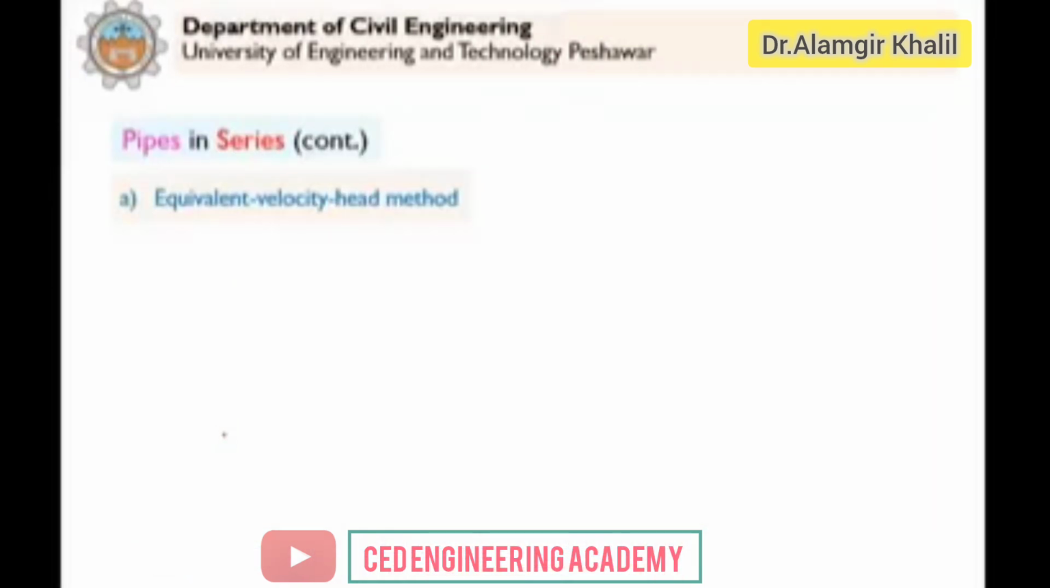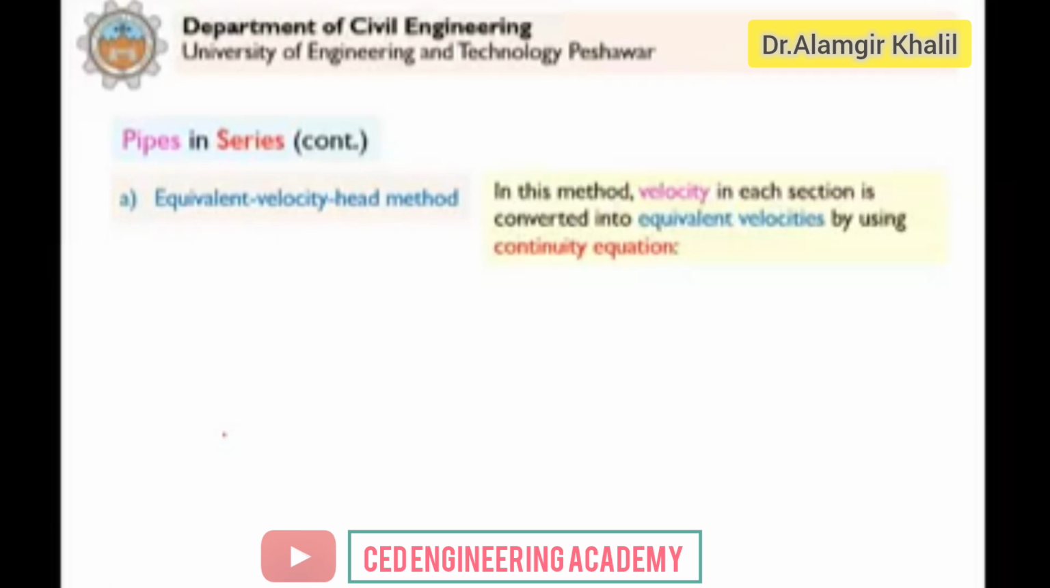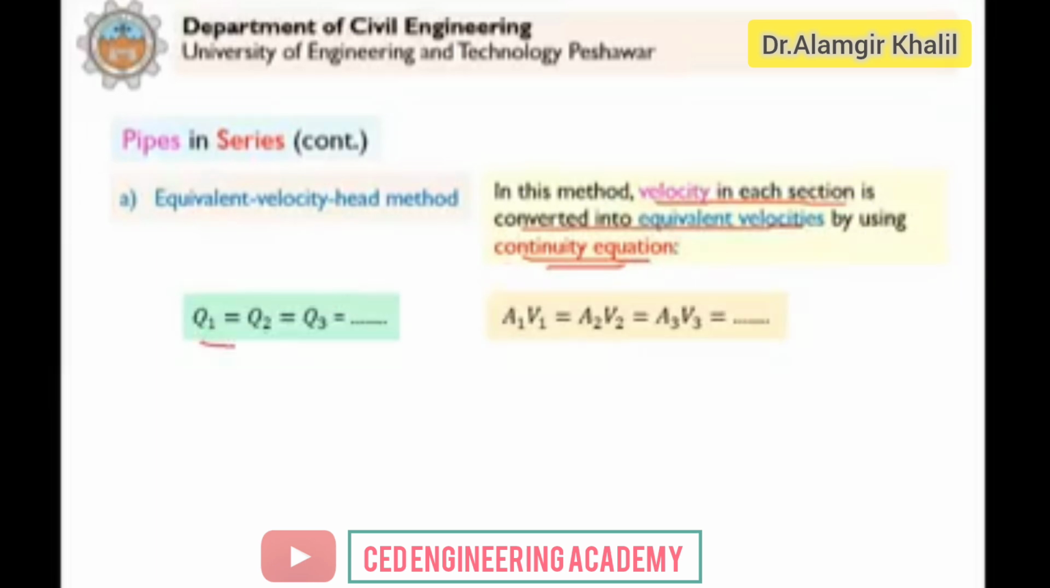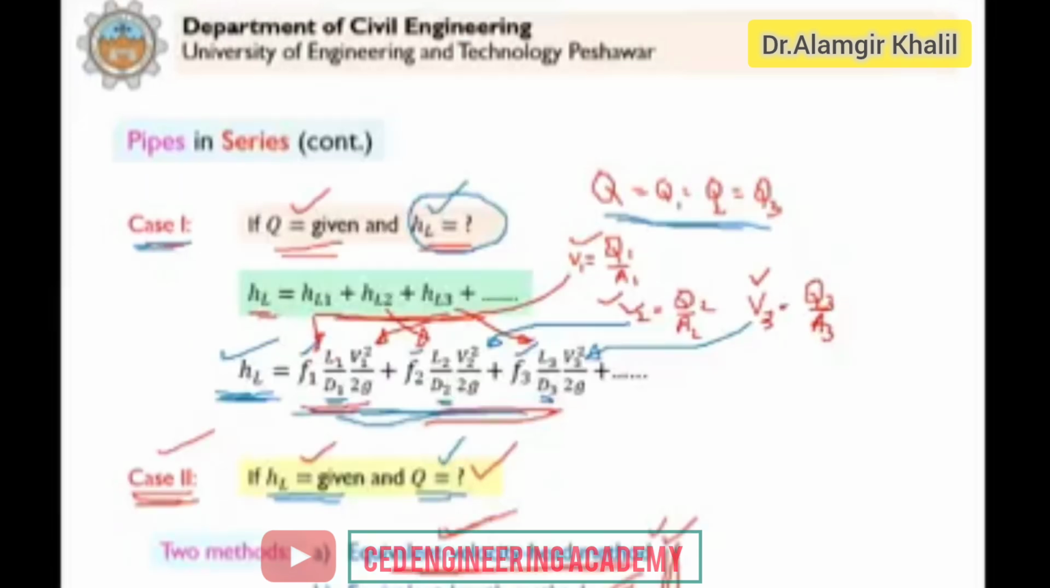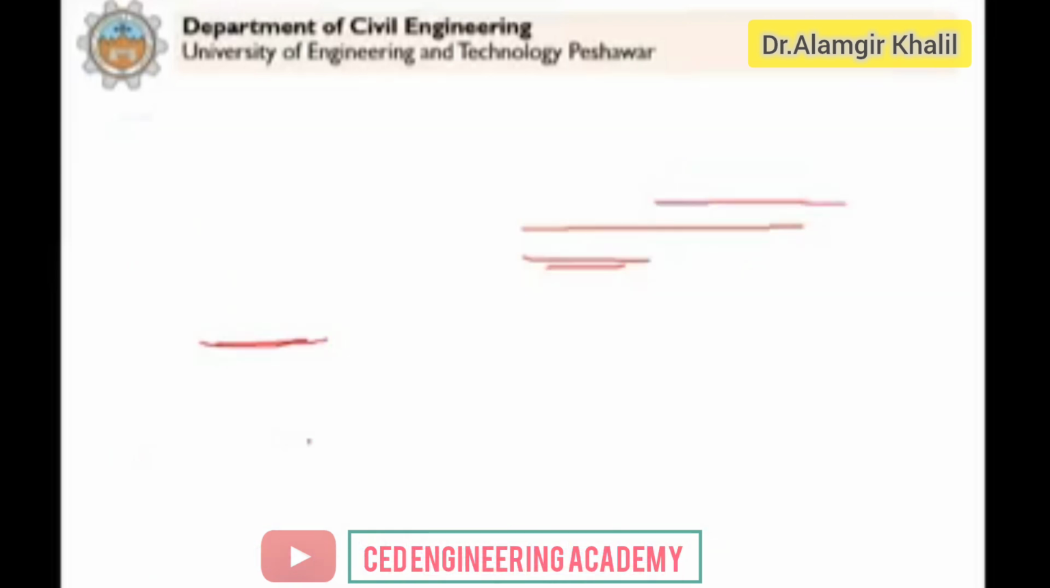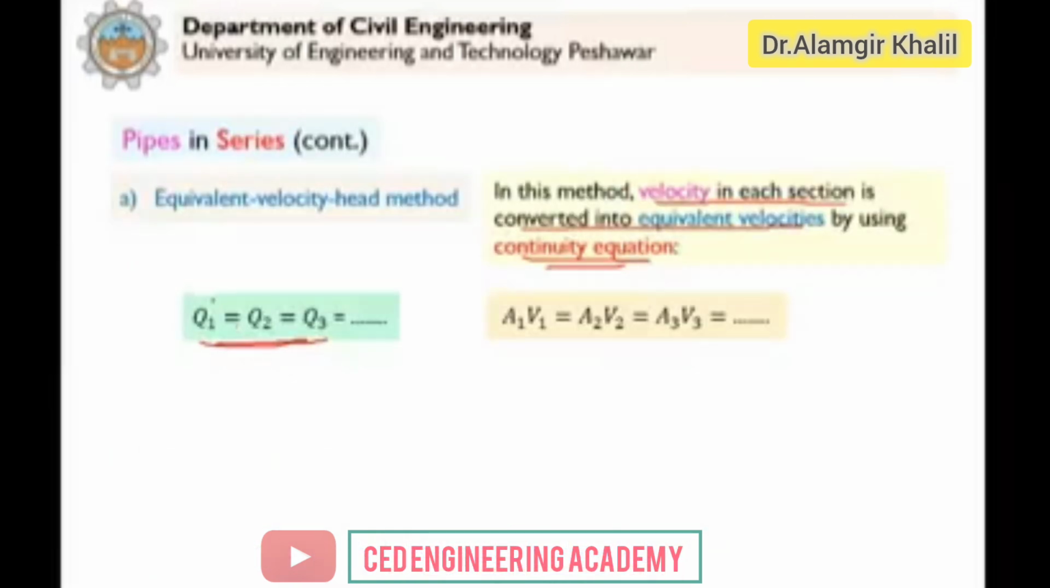Now first we consider the equivalent velocity head method. In this method, velocity in each section is converted into equivalent velocities by using the continuity equation. For example, we already know that the discharge Q1 is equal to Q2 is equal to Q3. And remember what we are doing essentially here: Q is given, and we are going to calculate the head loss. So Q is given, clear?